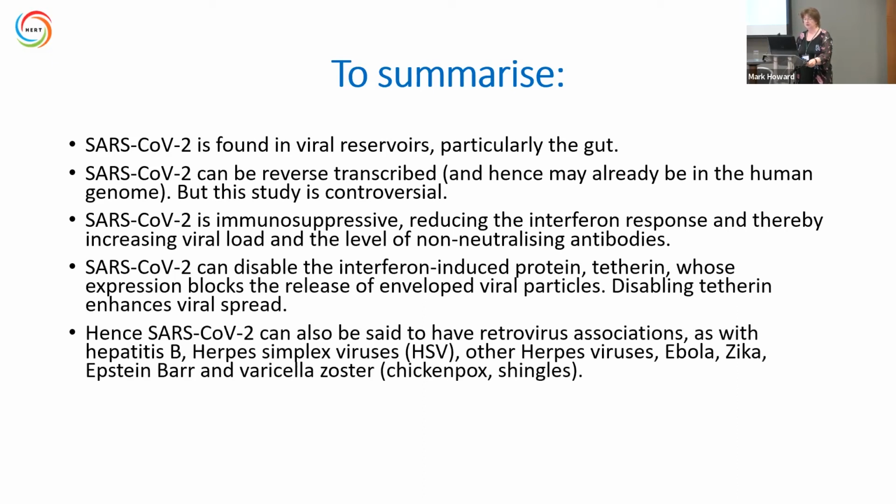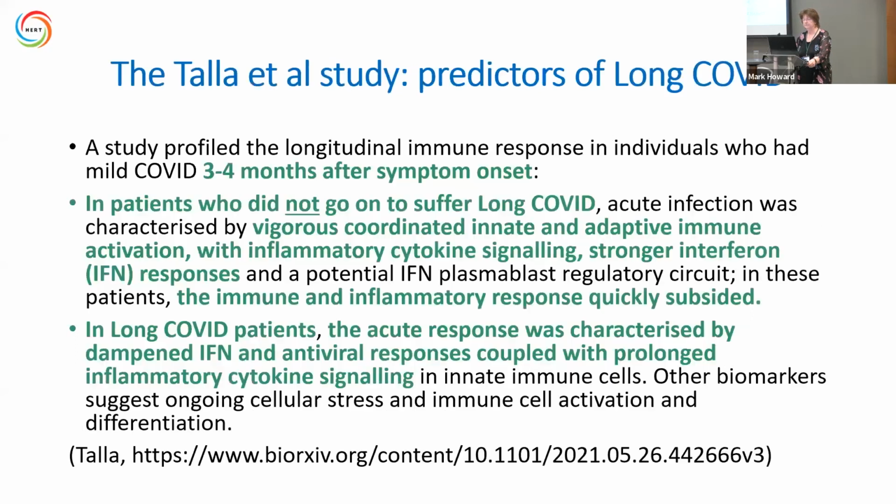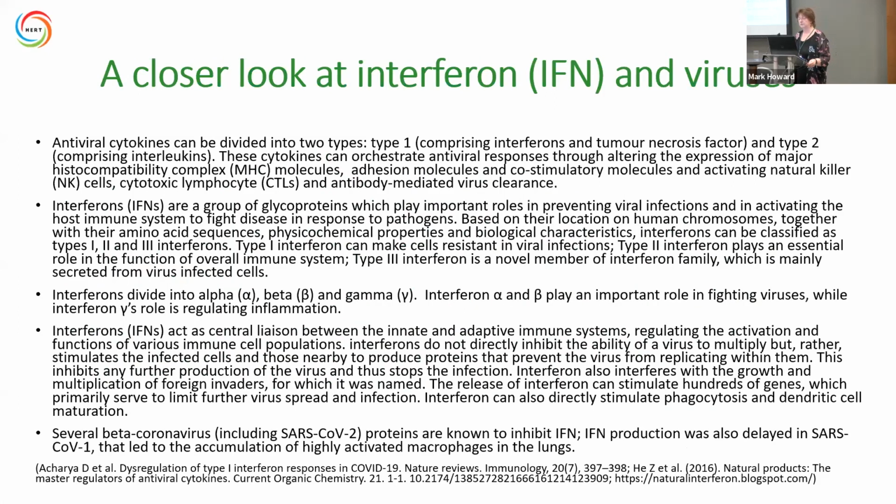SARS-CoV-2 can have retrovirus associations, as with the ones that I went through earlier. And interestingly, this tends to support Luc Montagnier's paper, showing that RNA fragments of retroviruses were found in the SARS-CoV-2 genome. And that brings me back to a study which I showed this morning. Thaler et al. Do you remember this one? 3 to 4 months after symptom onset, the predictor of long COVID versus non-long COVID was a stronger interferon response. So if you're not clear on what interferon does with respect to viruses, you can read about it there.